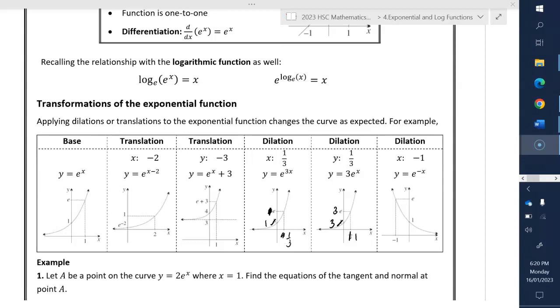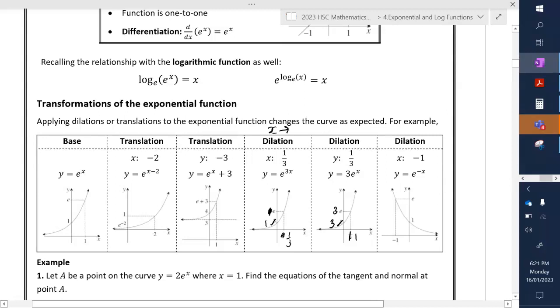If we were making our e to the x become e to the 3x, then if you think of what happened in Year 11, x would be going to x divided by a third, and that would give us our 3x. So our dilation factor would be 1/3. If we remember back to Year 11, I was writing that x would be going to x divided by 1/3, which gives us 3x. So that's where that 3x is coming from. So our dilation would be 1/3.